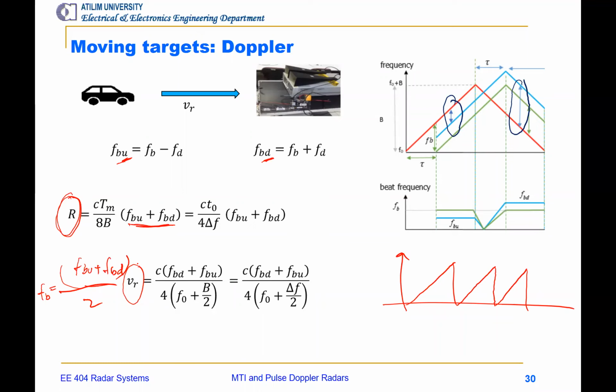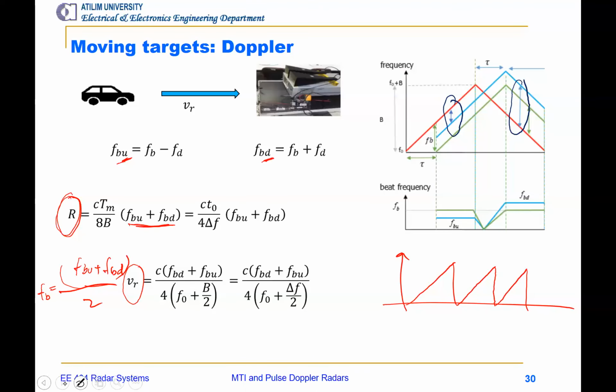And the most important parameter here is the bandwidth, actually, because it gives us the resolution. In very short range, resolution is very critical because there are too many objects around and you have to discriminate them, and it requires very good range resolution.